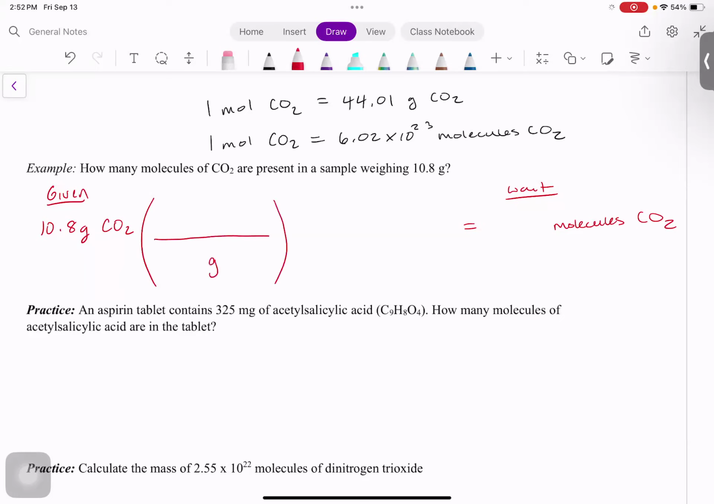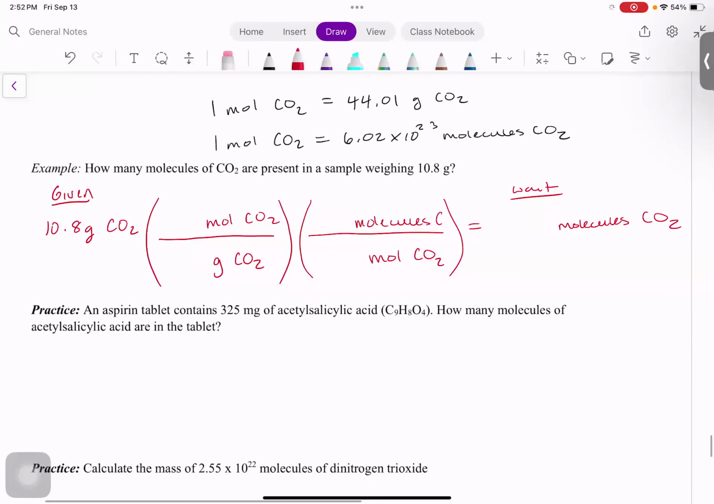So I can convert from grams of CO2 to moles of CO2. And then I can convert from moles of CO2 to molecules of CO2. And there's no abbreviation for molecules because any abbreviation would start to look like moles. And we know that moles and molecules are not the same thing. 1 mole is 6.02 times 10 to the 23rd molecules. So very different. So we can't abbreviate the word molecule, unfortunately. We'll have to just write it all out.